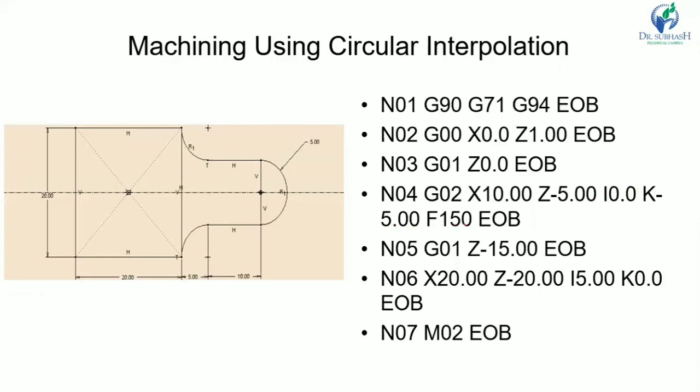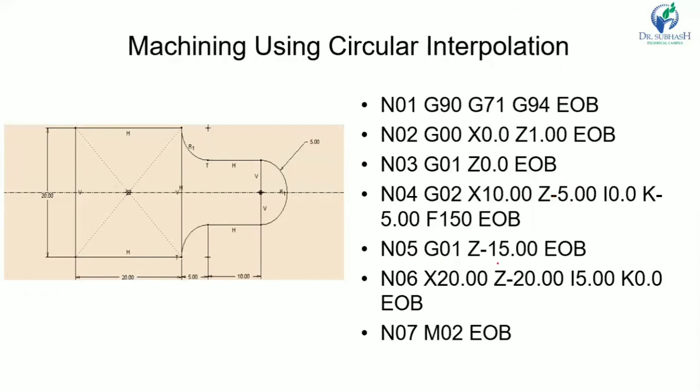150 and end of block. Okay, so the X value is 10 mm, right? So it will start from here. And Z is minus 5, so the Z value is minus 5 from here. I00 and K is equal to 5, that is the center offset of 5 in Z. Okay, so that is the circular interpolation.